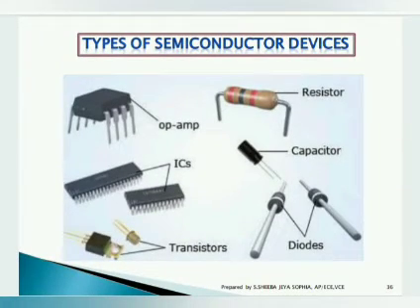Moving to the types of semiconductor devices. These are the major devices used in our daily life, which we will get to know now. They are semiconductors. First is the resistor, then capacitor, diodes, transistors, op-amps (operational amplifiers), and ICs (integrated chips). These are the semiconductor devices we are using in our daily life.